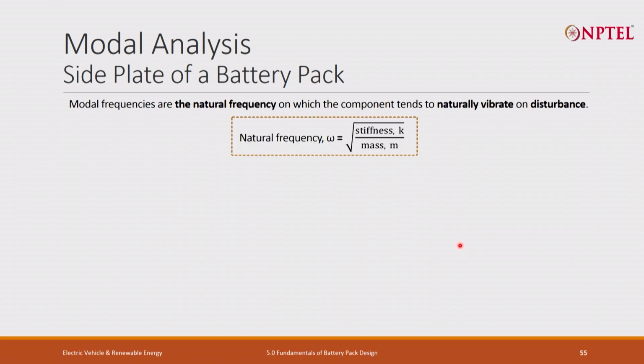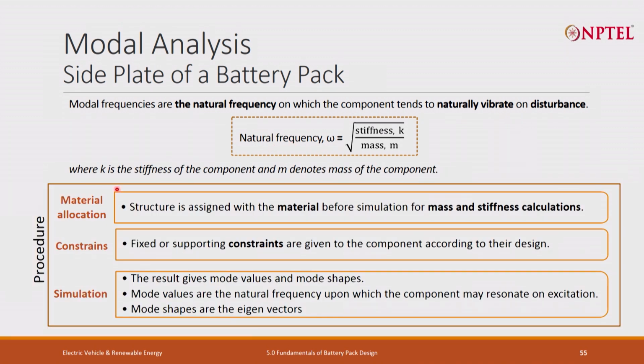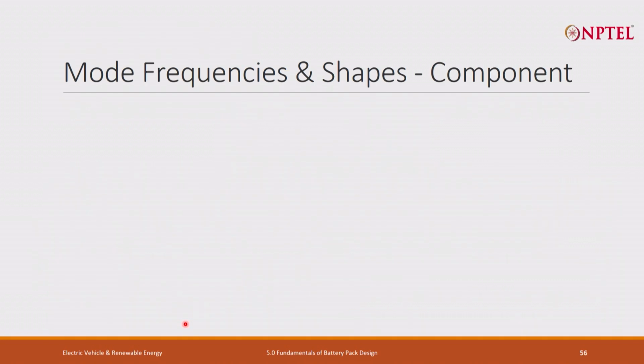What we have done is the modal analysis of the side plate of a battery pack. In modal analysis, we try to find the natural frequency, which is the square root of stiffness divided by mass, root under K by M. Before that, we provide the structure, whatever the components or the pack, with all its material for mass and stiffness calculation. Then we give the constraints, fixed or supporting, as per the design. Then we start simulating. What does it give us? The mode values and the mode shapes. Mode values are the frequencies where it can go into resonance. Mode shapes are the eigenvectors, and that helps us find where to put the accelerometer during the experiment.